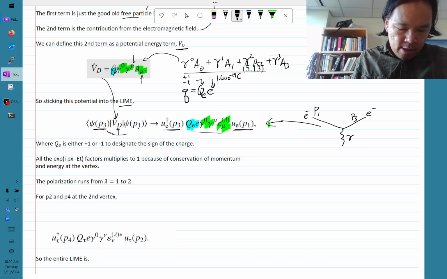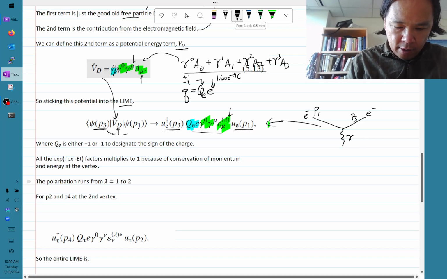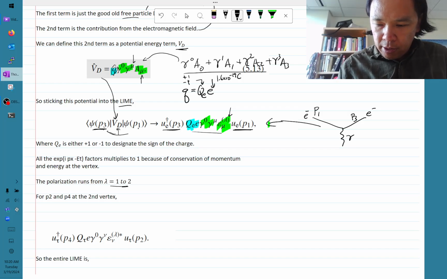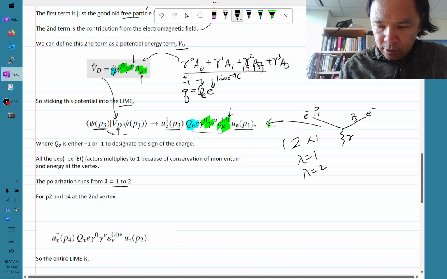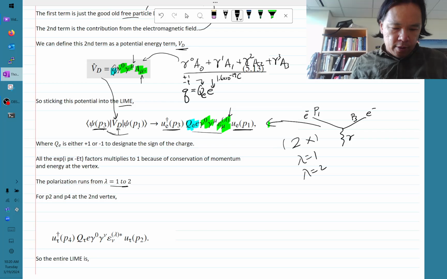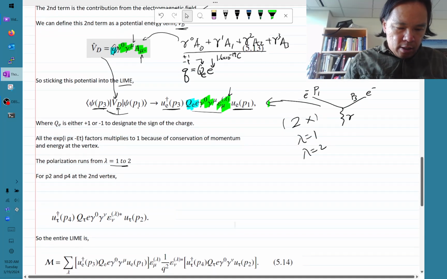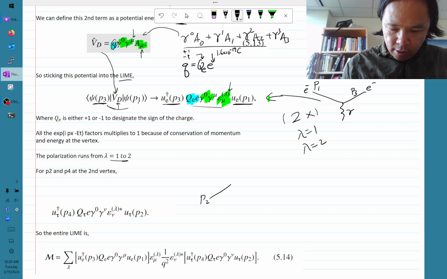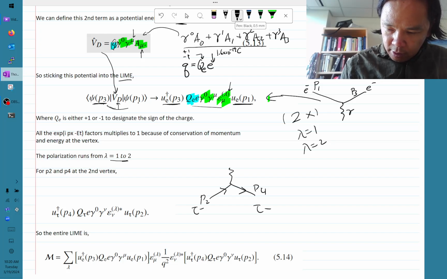And this lambda actually runs from lambda equals 1 to 2. So essentially you have two of these diagrams, one for lambda equals 1 and one for lambda equals 2: the vertically and the horizontally polarized photons interacting with this. For the second vertex, let me draw the bottom half here. So you have P2, I think this is a tau this time, P4 going out, and then this is accepting a photon.